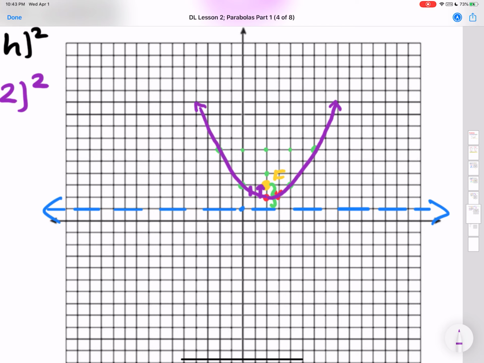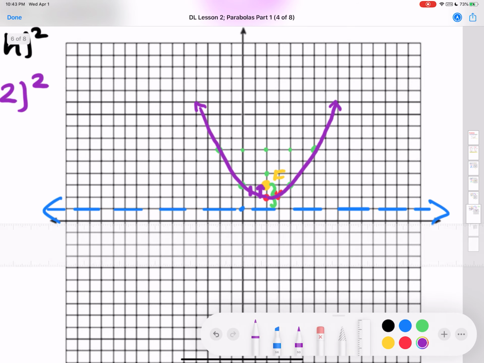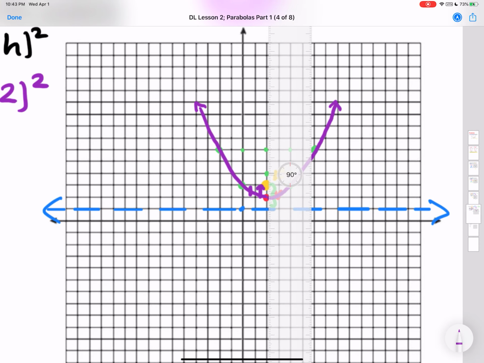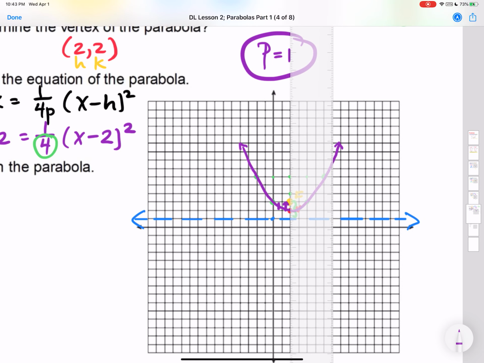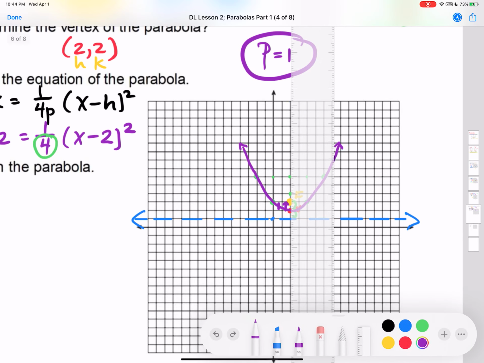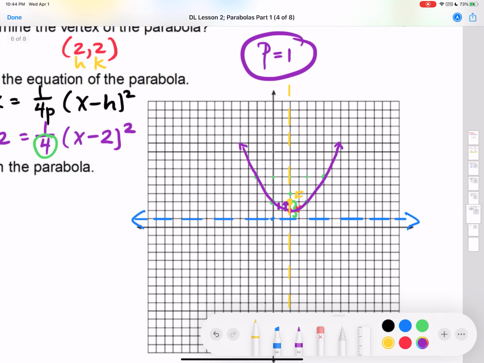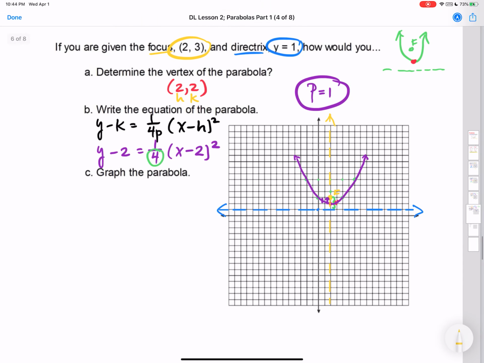Okay, so the last thing that I need here is going to be my axis of symmetry. That axis of symmetry has to go through both the focus and the vertex. Let's change the color here, back to yellow. So here's our axis of symmetry. We'll go ahead and put in our arrows here. And the axis of symmetry in this case is when x is equal to 2.